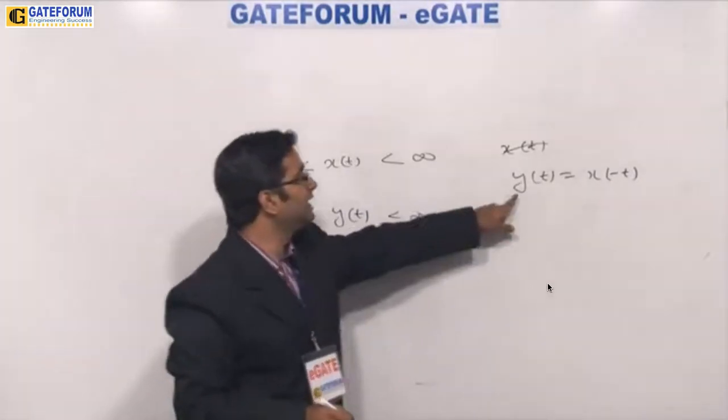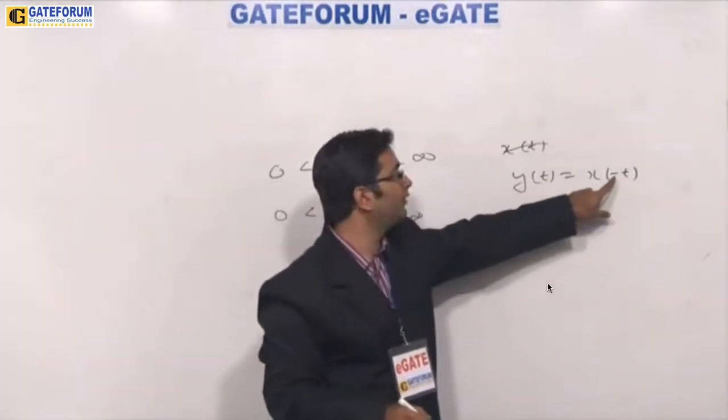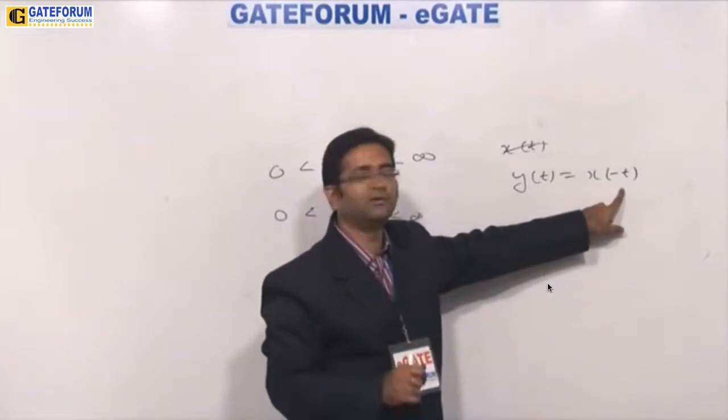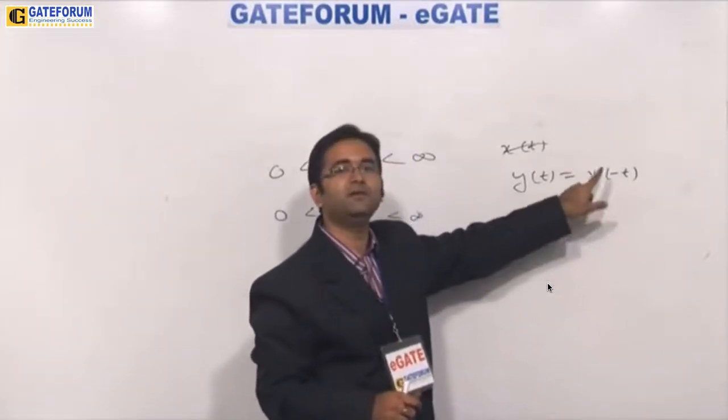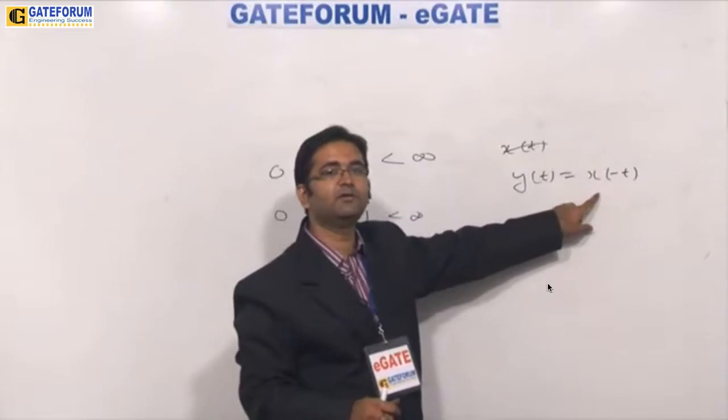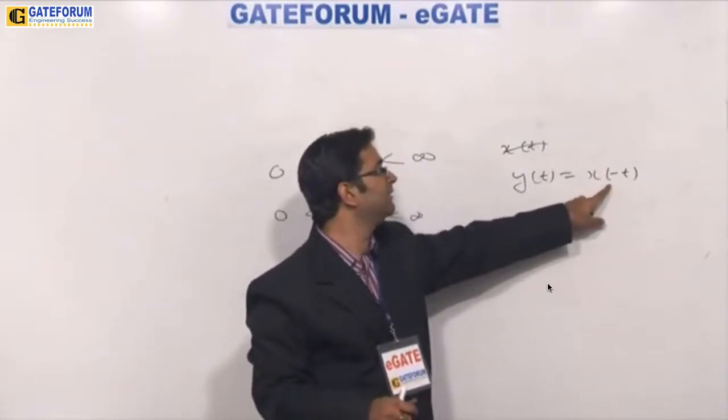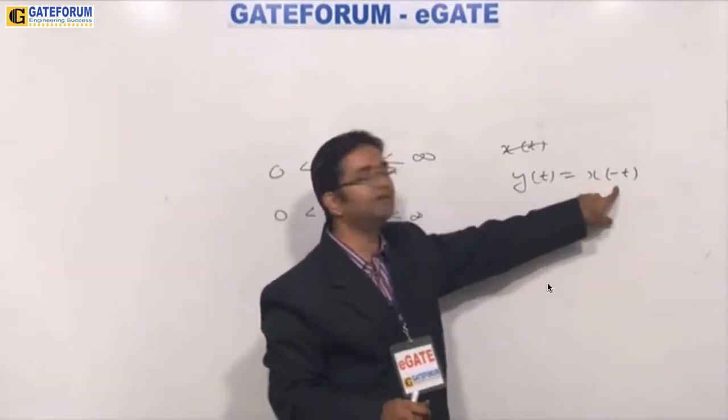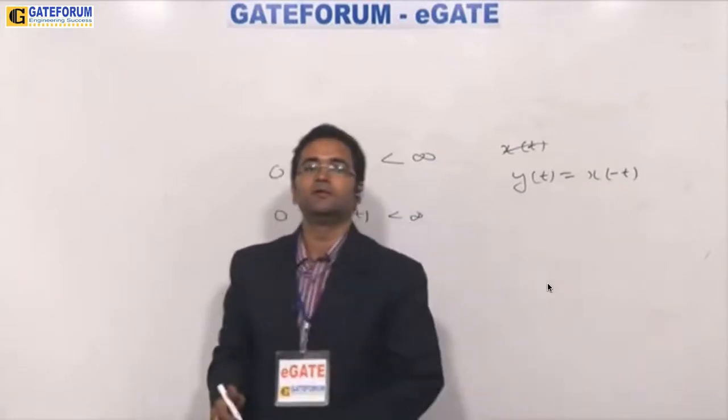Now you see, y(t) equals x of minus t. If I put the positive values of t, it is causal. But if I put the negative values of t, it is non-causal. Okay. So if the positive values of t are there, it becomes a causal system. If negative values of t are there, it becomes a non-causal system.